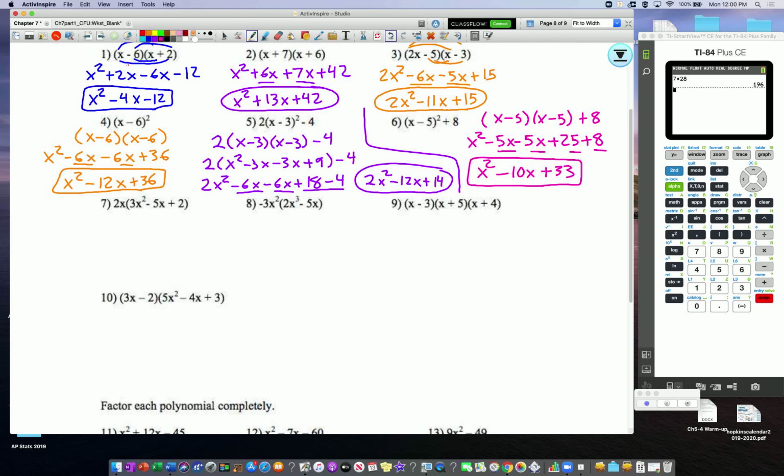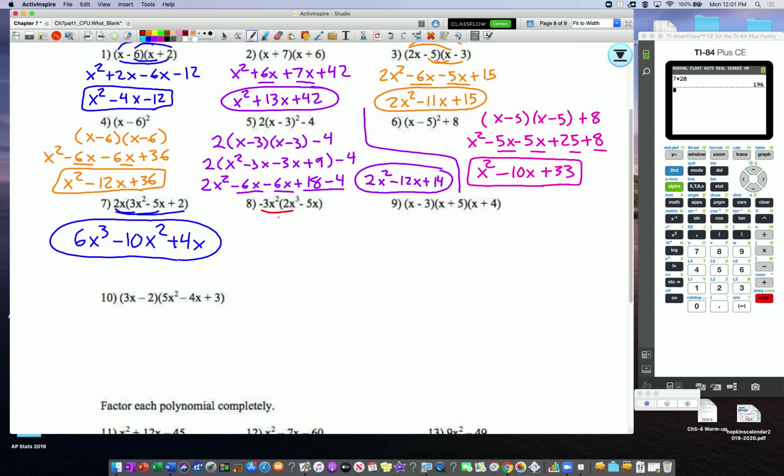All right, next row here. This one's kind of nice because it's just a straight up distributive property. So I get 6x to the third minus 10x squared. 2x times 2 is 4x. So yeah, you got to make sure you watch your signs on this upcoming test too.